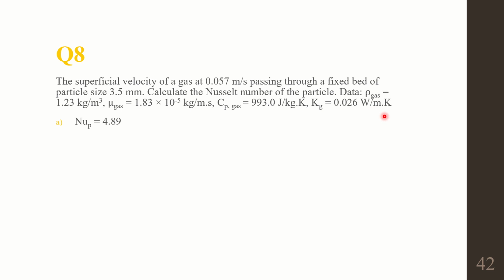So this is the problem we saw last class, that is yesterday. So the particle Nusselt number we need to calculate. Option A it is 4.89, option B it is 2.56, option C it is 10.86, option D it is 7.86.